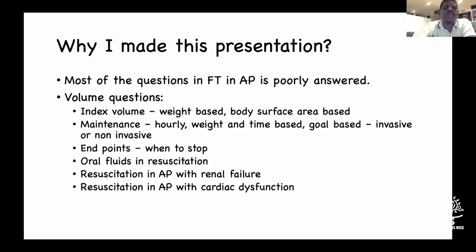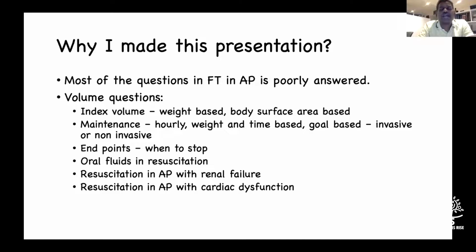Why I made this presentation is that most of the questions in fluid therapy in acute pancreatitis are poorly answered. Whatever I presented to you is incomplete data. The volume questions are how much volume, what index volume we should give, and whether it should be weight-based or body surface area-based. We do not know. Only if you have honest, solid, raw data for fluid volumes will we be able to look at the different calculations.